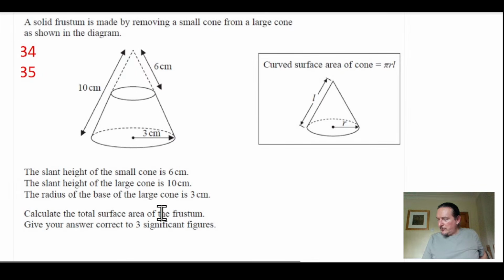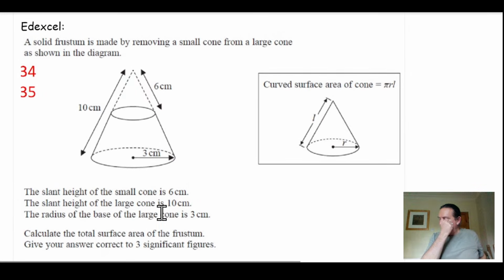Right, now this next one is an Edexcel question, and it is about a frustum. Now frustums are cones with the top cut off. They look a little bit like lampshades. Okay, so that's what a frustum is. So you slice off the top of your cone, and it leaves you with like that lampshade type thing.